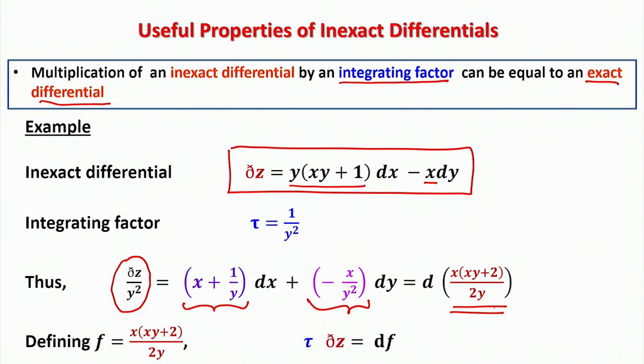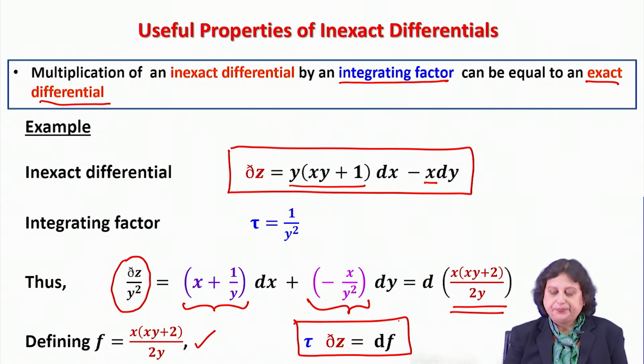So this means that if I define f as this function, then tau into dz, where tau is the integrating factor, when it multiplies the inexact differential, the product is an exact differential df. Therefore, multiplication with a suitable integrating factor converts an inexact differential into an exact one.